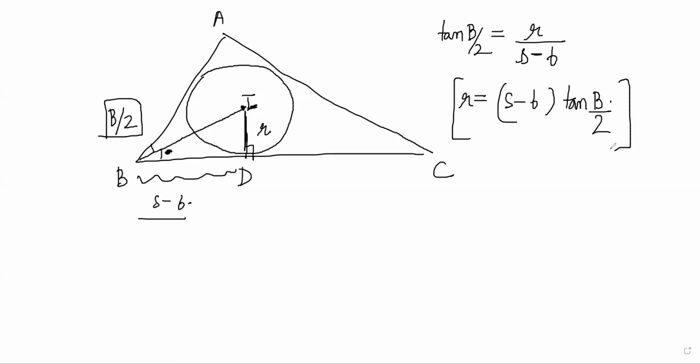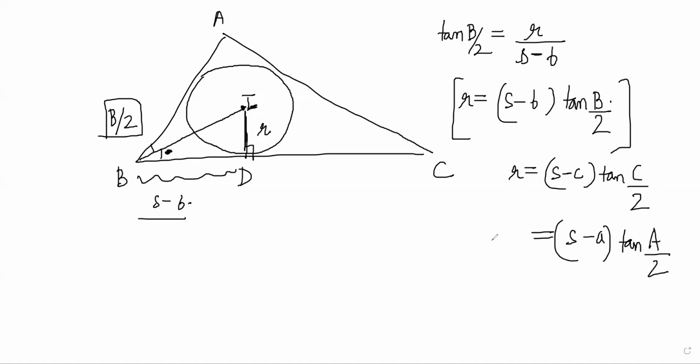right? Similarly, you can also prove that it is S minus C tan C by 2 and S minus A tan A by 2. The logic is the same in all cases. You can draw like this from here, C by 2 and this is S minus C. So the first formula for R that we got is R is del by S. The second formula that we have gotten is R is S minus A tan A by 2 and so on. Right?